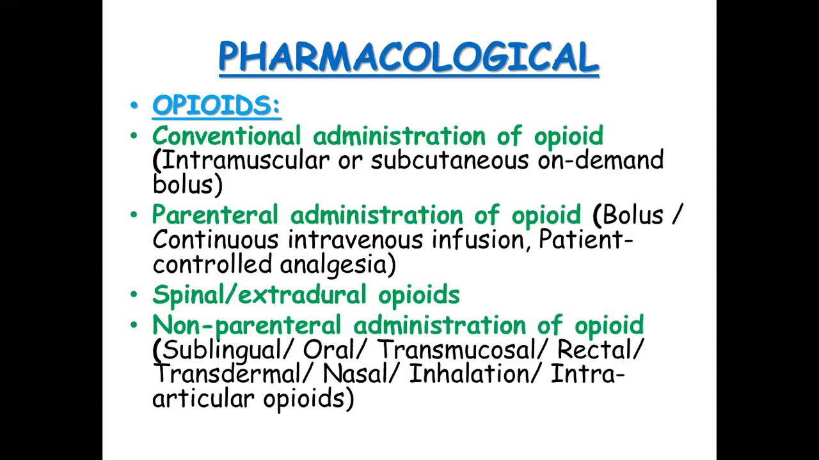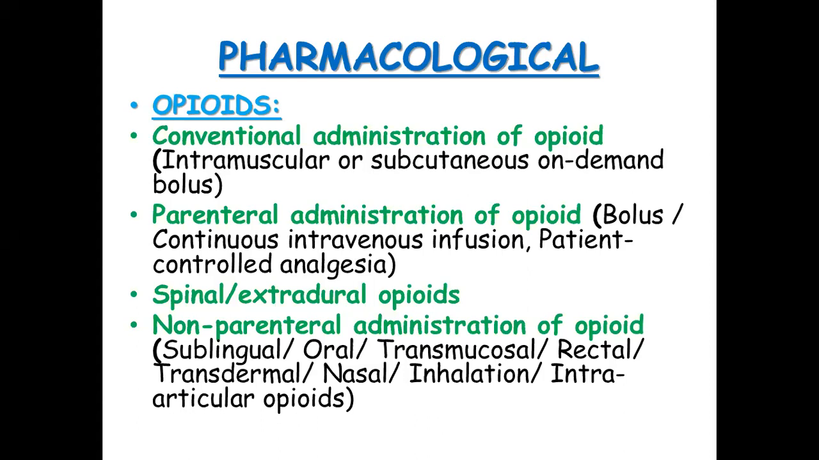Another way of giving opioids is through the spinal or the extradural route, and they are also very effective in certain kinds of surgeries. Other non-parenteral routes of opioid administration include sublingual, oral, transmucosal, rectal, transdermal, nasal, inhalation, or intra-articular.